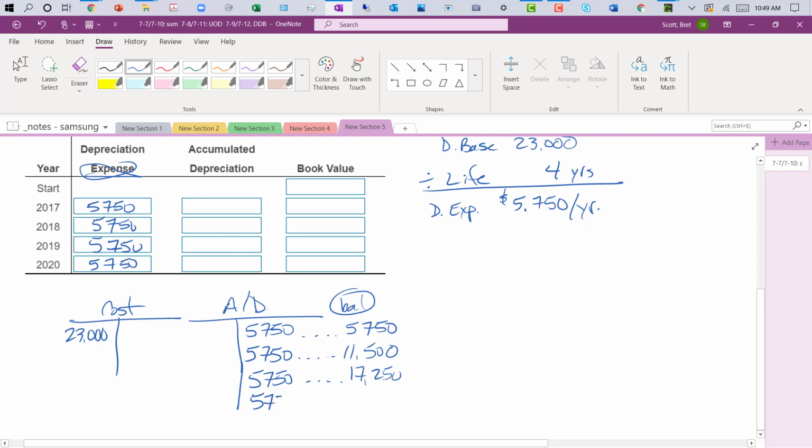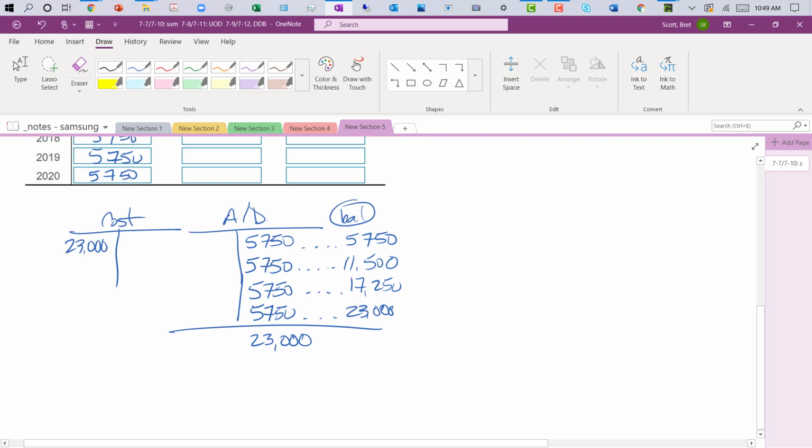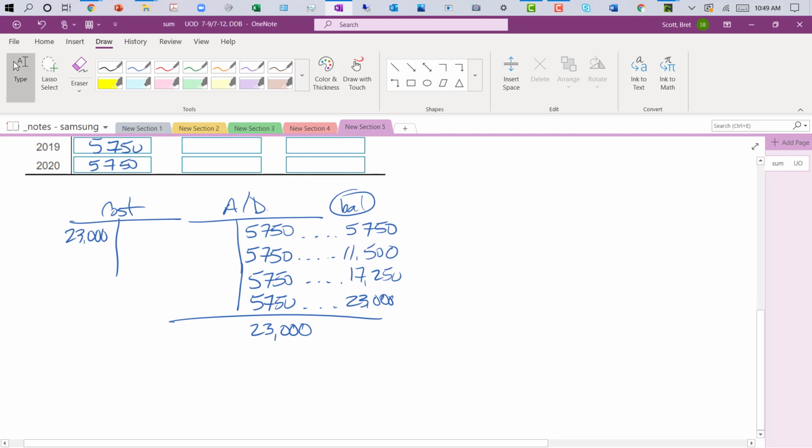And the final year, 5750, gives 23,000, which is the balance at the end of 2020. So I can just put it down here. 23,000 is how much I should see in accumulated depreciation. Does that make sense? Because at the end of the life, the net book value at the end of the useful life should equal the residual value. So does it in this case?